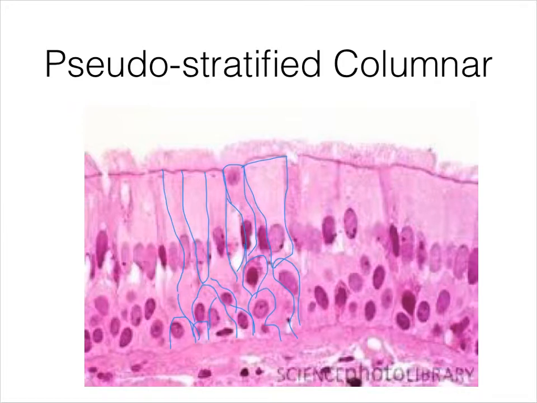Pseudo-stratified cells are also commonly, but not always, ciliated at the top. Cilia and microvilli can be difficult to tell apart. Cilia are larger, easier to see on a light microscope, and often associated with pseudo-stratified columnar.